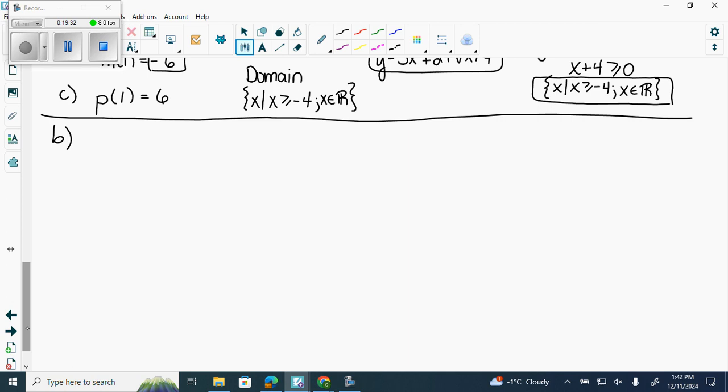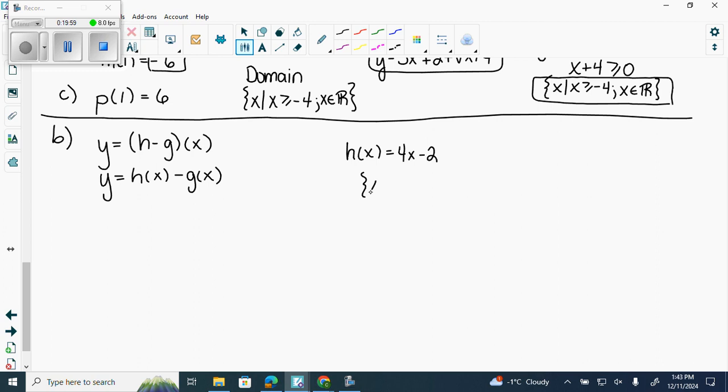So B is y equals h minus g of x. So y equals h of x minus g of x. Before I even do this, I'm going to write my h of x over here. So my h of x equals 4x minus 2. What's its domain? It's a line. It's all real numbers. It's a polynomial. All polynomials are all real numbers unless it's a word problem.